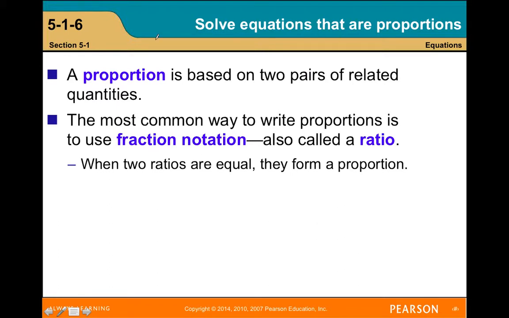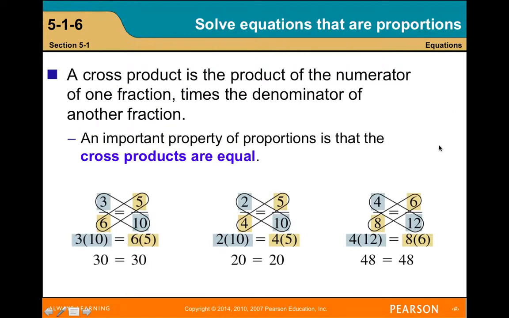Solving equations that are proportions. A proportion is based on two pairs of related quantities. The most common way to write proportions is to use fraction notation, also called a ratio. When two ratios are equal, they form a proportion. A cross product is the product of the numerator of one fraction times the denominator of another fraction. An important property of proportions is that the cross products are equal.